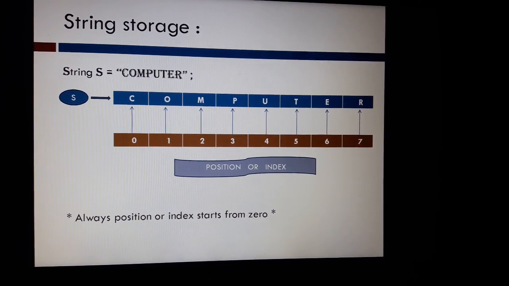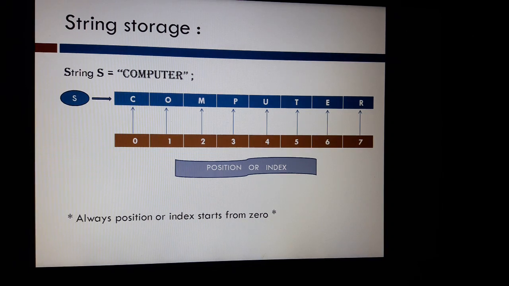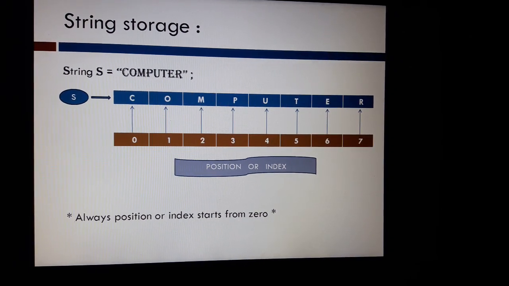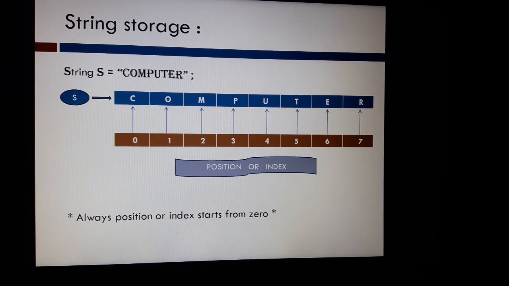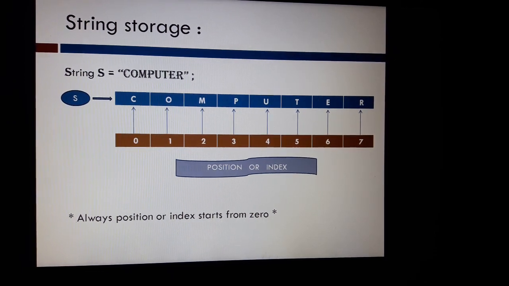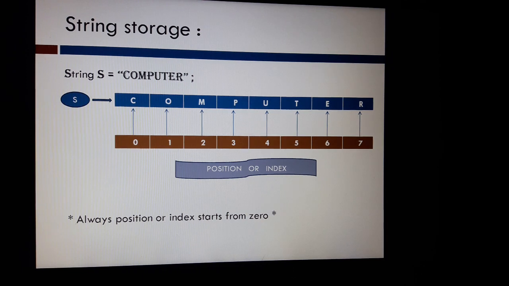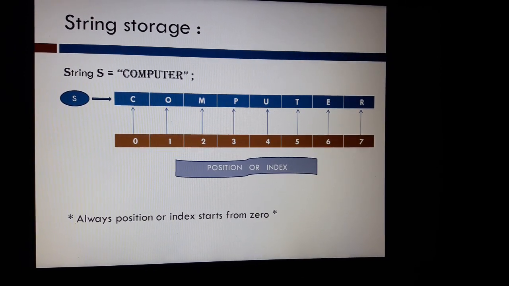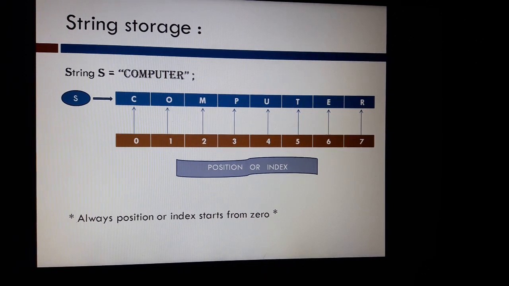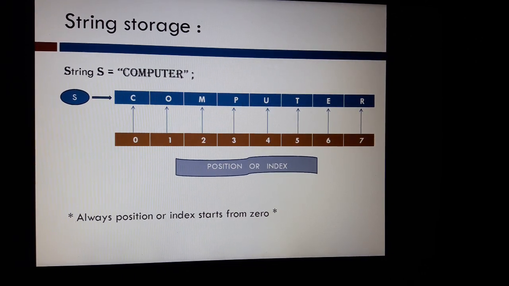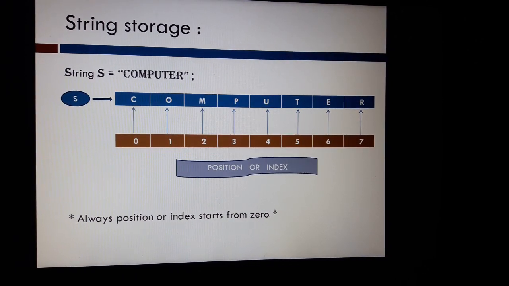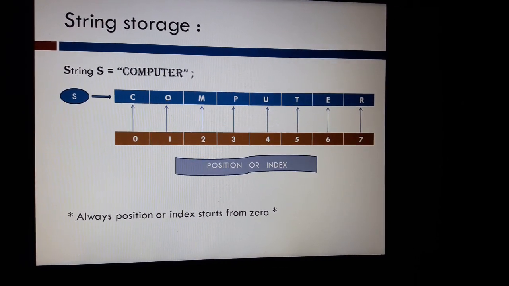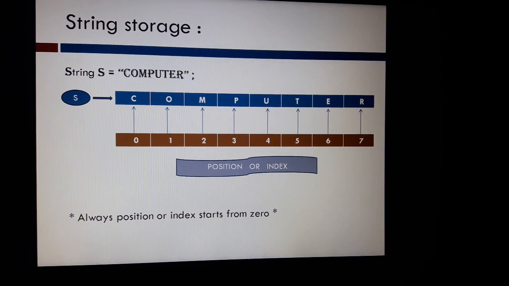s is an object which contains computer. The word computer is split into parts. It is in the form of a character array. An array is a combination of similar type of characters. Character array means it is a collection of so many characters. The word computer contains 8 characters. It is split into parts starting from 0 till 7. We can say either indexing or we can say position.